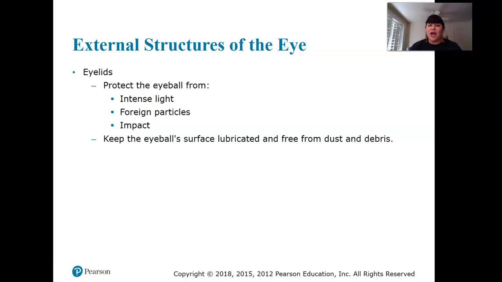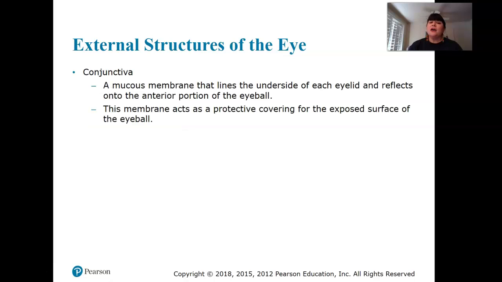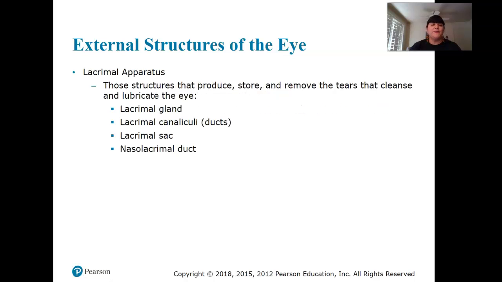Eyelids, protecting the eyes, keep the eye lubricated. Eyelashes are going to help. Conjunctiva, right? Mucous membrane that lines the underside of the eye, reflects to the outer anterior. I'm not going to pull my eye, right? But that kind of red, really nutrient-rich layer, right?